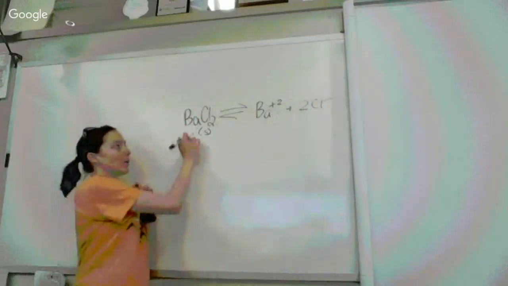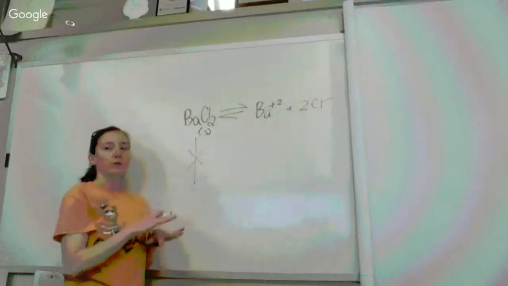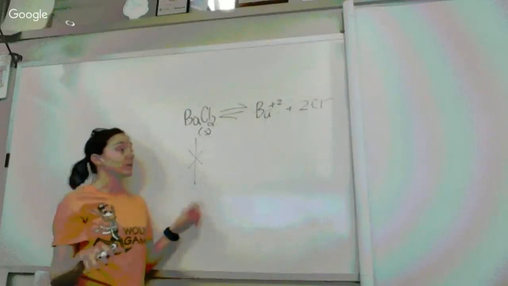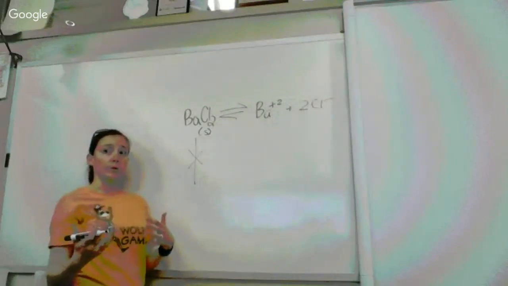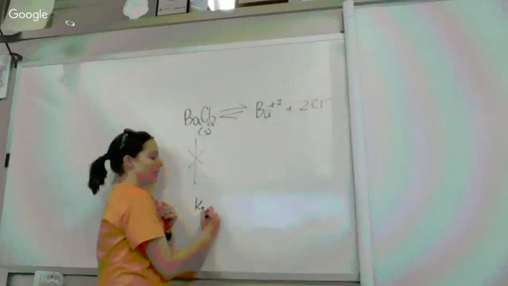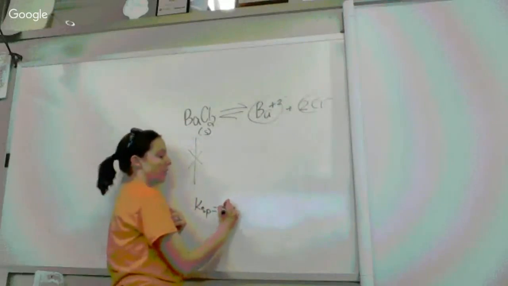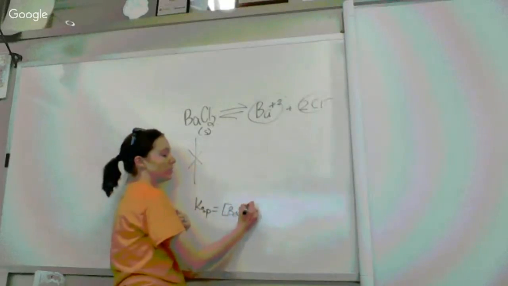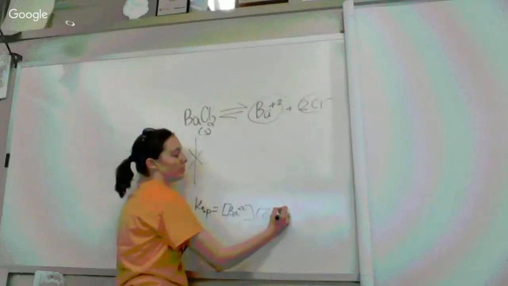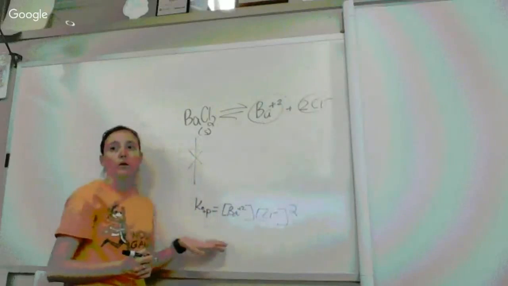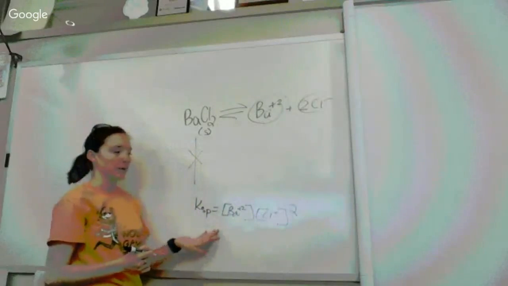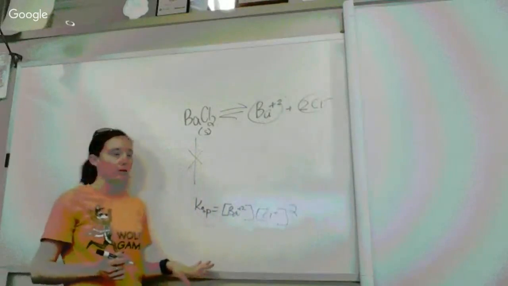When that separates out, this isn't going to have any impact on your equilibrium at all, because solids and liquids aren't included in equilibrium. So your KSP is going to be based just on what your products are. And so the concentration of Ba+2 and the concentration of Cl- squared would be your equilibrium expression right here. You just ignore your reactants altogether.